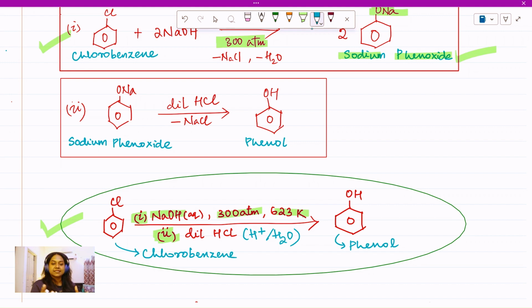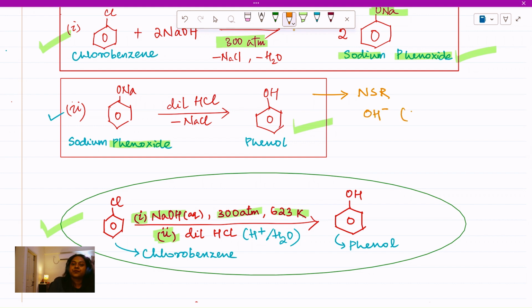A little bit of acid in water is taken in the second step, where you see this second reaction happening. The sodium phenoxide that you obtained in the first step gets converted into phenol, which is where we have conducted our nucleophilic substitution reaction, the new nucleophile OH minus. This is your new nucleophile, which has replaced the Cl minus, the chlorine, which was already there in chlorobenzene.